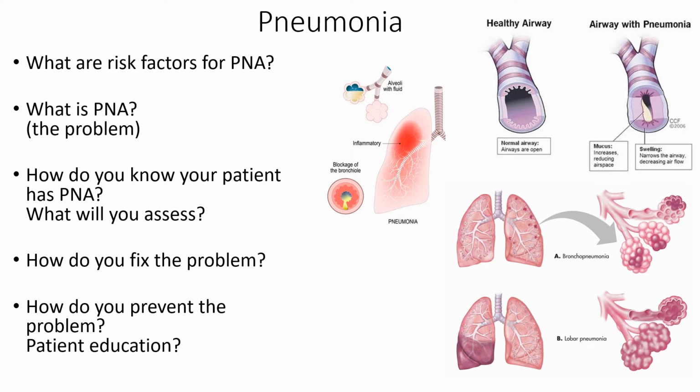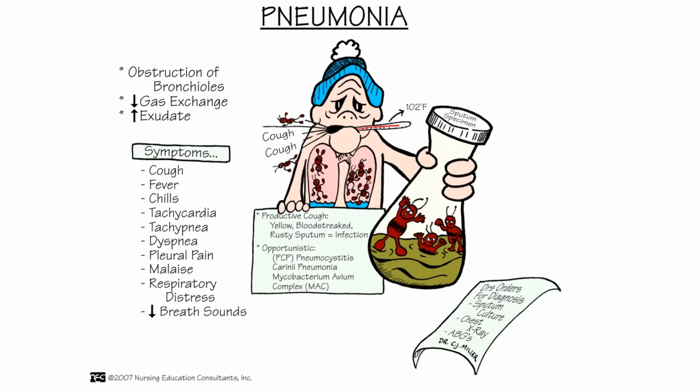Okay, so how do we prevent this problem, and what type of patient education do we need to give to a patient with pneumonia? Hand hygiene, get immunized, rest as needed, don't smoke, avoid crowded areas, take your medication as prescribed. Pretty straightforward, right, guys? So if you look at this next page, it shows you all of the wonderful things that we just talked about.